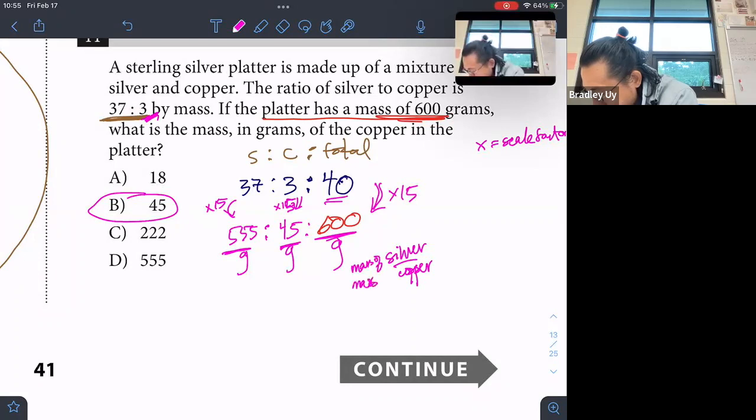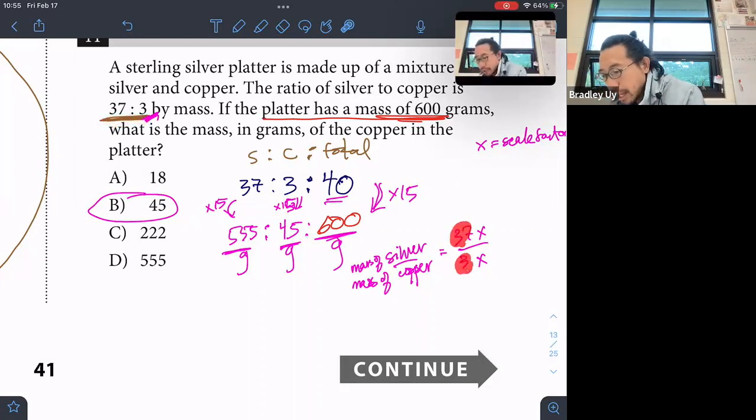silver, mass of copper. If you call the mass of silver 37X, and you call the mass of copper 3X, that's not to say the silver is 37 and copper is always 3. That's not always the case, because how can these two add up to 600? It is to say that the ratio of silver to copper is 37 to 3.